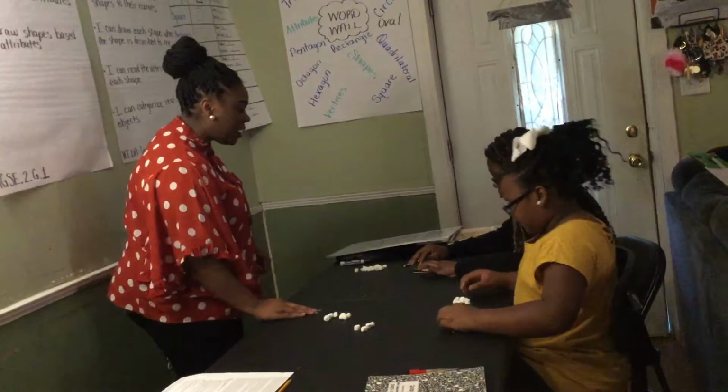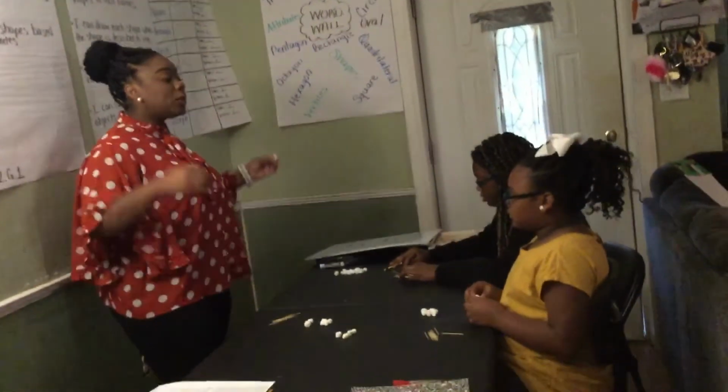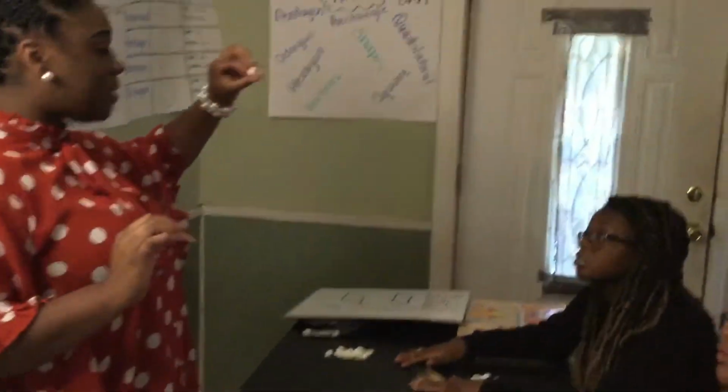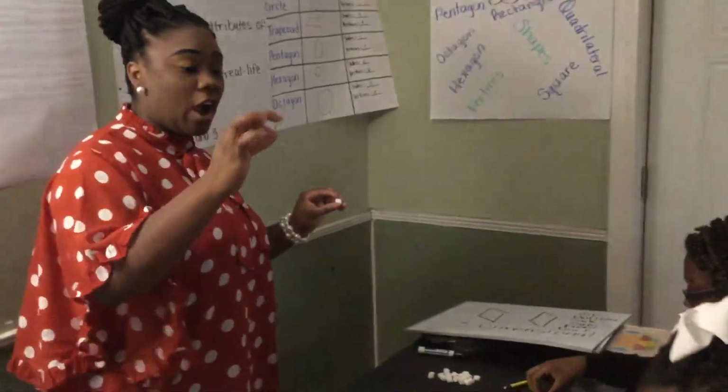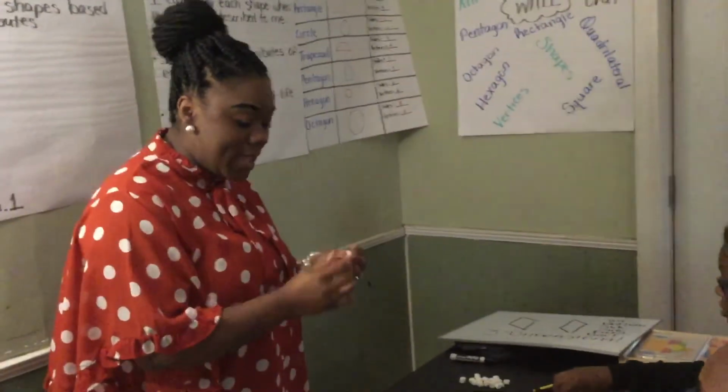And what shape are we drawing? A cube. We're doing a cube this time. So we're trying to make a cube out of these. So our marshmallows are vertices, our corners, and our toothpicks are our sides. So we're trying to make a cube.